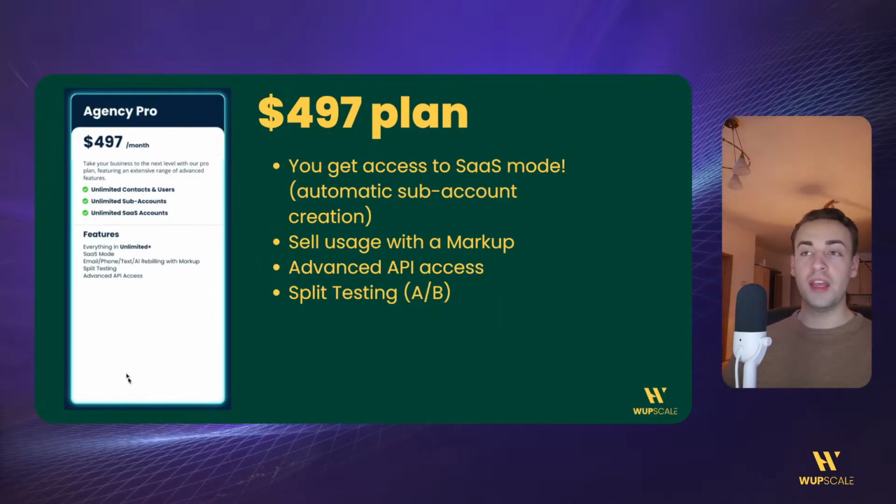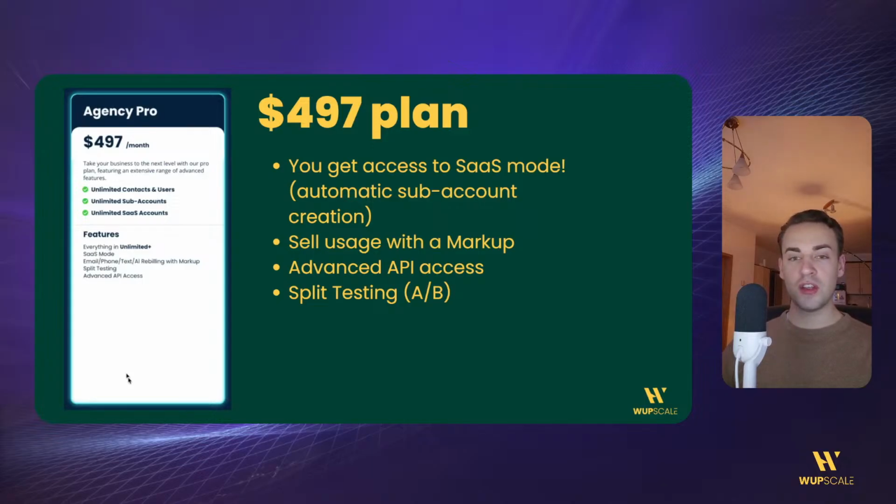Moving forward to the Agency Pro plan, now this is the 497 plan. Now you get access to the SaaS mode, which is going to be the automatic sub account creation. And now you can sell usage with the markup. So you can sell an email that costs you 10 cents. You can sell it for 30 cents and then keep the difference. So that's going to be an additional source of income that you can create with GoHighLevel.